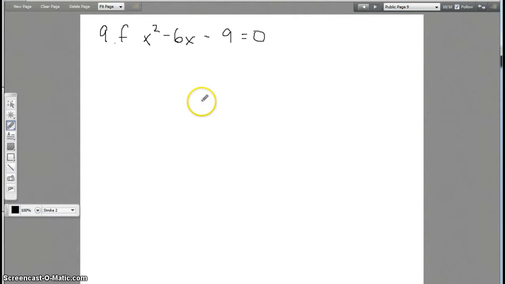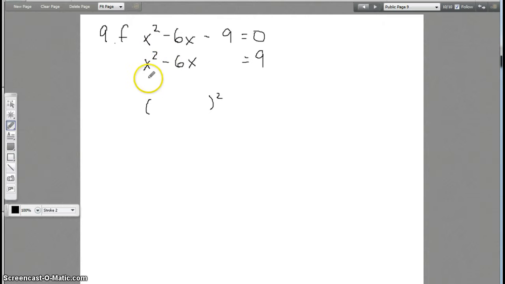Now, since we're supposed to solve this by completing the square, that means we need to make sure that our left side only has x terms. So that means I need to add 9 to both sides. So when we do that, we'll get x squared minus 6x equals 9. Now I need to complete the square on the left side. So I'm going to draw my parentheses and put my square up there.